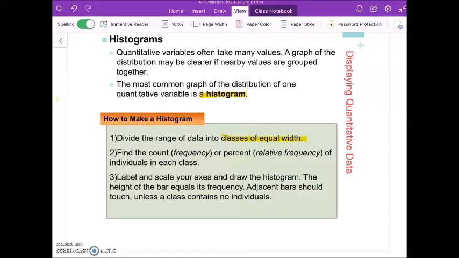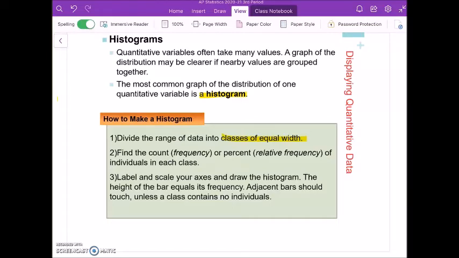First of all, a histogram looks like a bar graph, but it's not. A histogram looks like a bar graph that is touching. All the bars should be touching each other unless there are actually gaps between the data classes. But a histogram is used for quantitative data, and a bar graph is used for categorical data.